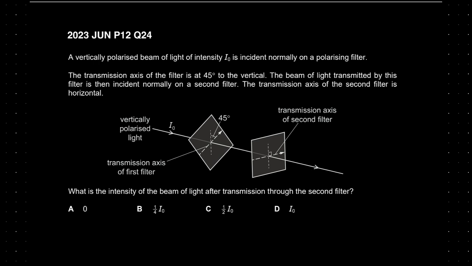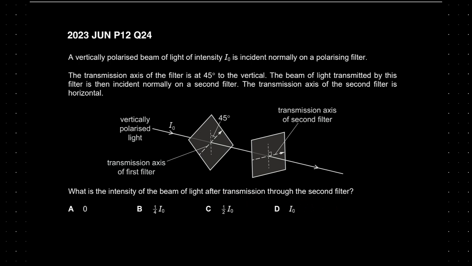24, a vertically polarized beam of light of intensity I0 is incident normally on a polarizing filter. Transmission axis of the filter is at 45 degrees to the vertical. The beam of light transmitted by this filter is then incident normally on a second filter. Transmission axis of the second filter is horizontal. What is the intensity of the beam after the transmission through the second filter?